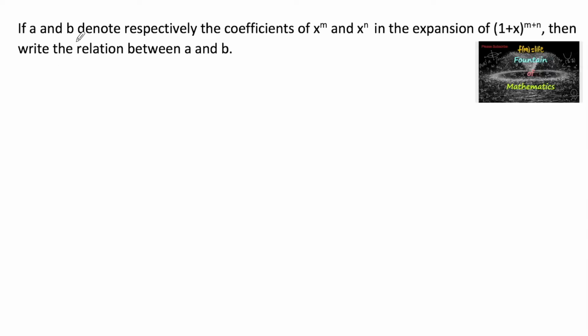If a and b denote respectively the coefficients of x^m and x^n in the expansion of (1 + x)^(m+n), then write the relation between a and b.